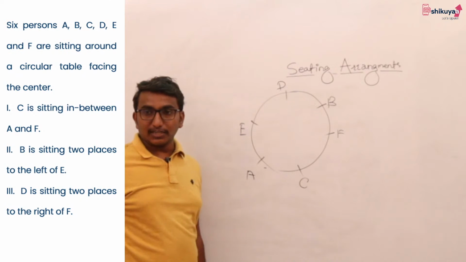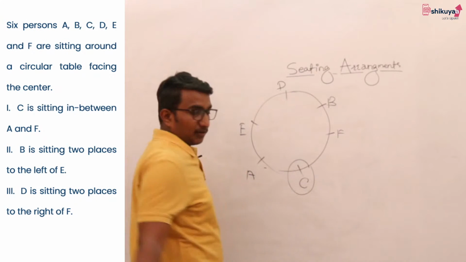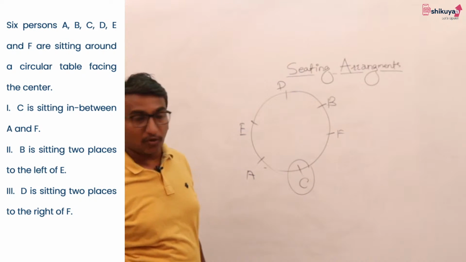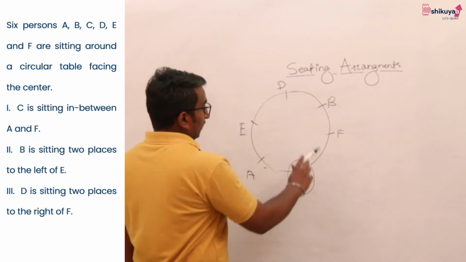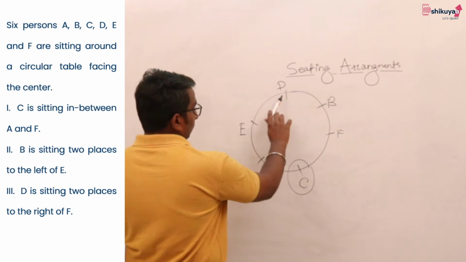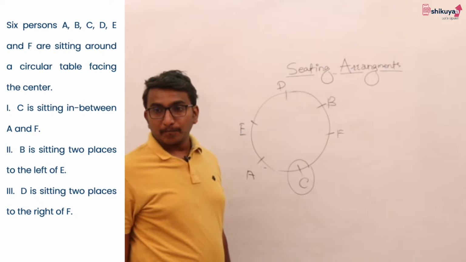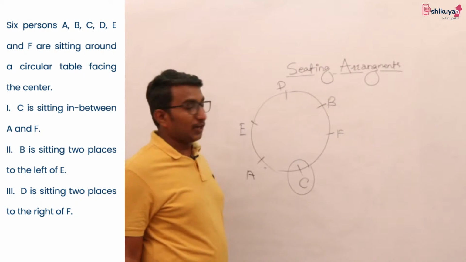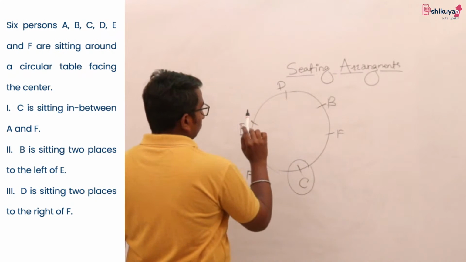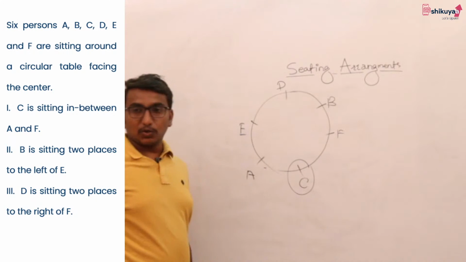First condition is C is sitting between A and F. This is A, this is F, this is C. First condition is satisfied. B is sitting 2 places to the left of E. 1, 2. This is first, this is second position. And then D is sitting two places to the right of F. So this is F, 1, 2. So let's go to the questions.